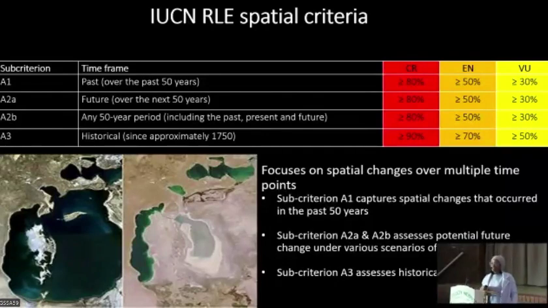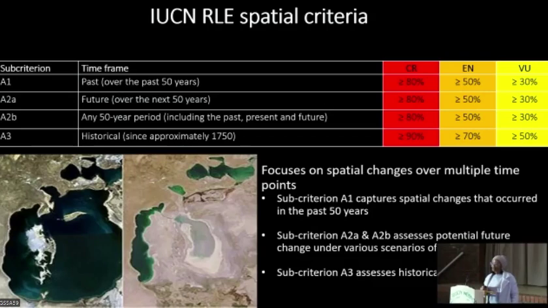Okay, now diving into individual criteria. The first of the spatial criteria, we have criterion A. This criterion basically focuses on the reduction in geographic distribution of an ecosystem, or habitat loss, and it consists of 4 sub-criteria. For example, criterion A1 focuses on spatial changes that occurred over the past 50 years. Criterion A2a and A2b focus on potential future spatial changes over a 50-year period. And criterion A3 looks at historic declines, okay?